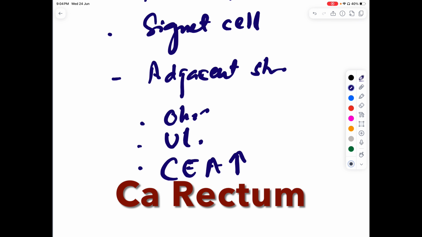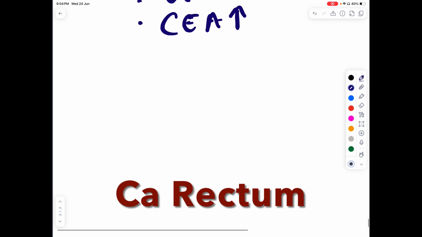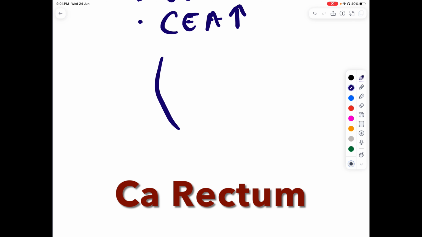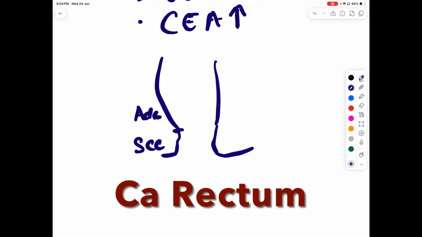What is the difference between staging and grading? Again, grading is pathological. Which is common? Anorectum. If it is at the junction, this is the rectum and this is the anal canal, so there can be squamous cell carcinoma here and adenocarcinoma there. Resection has been done, with 1 out of 90 lymph nodes involved. It is N1a. The patient develops hepatic metastasis.